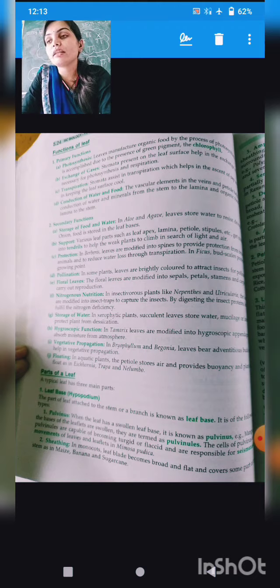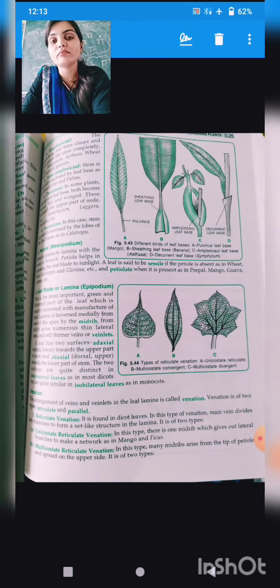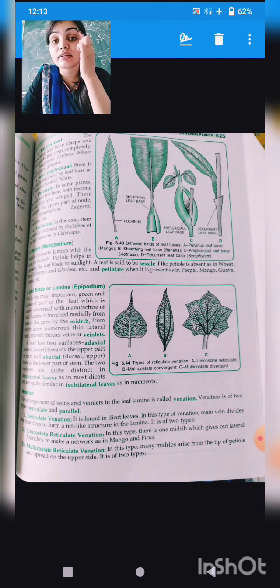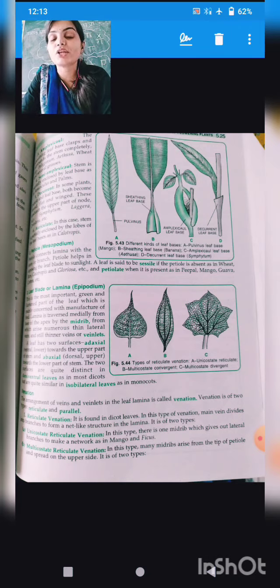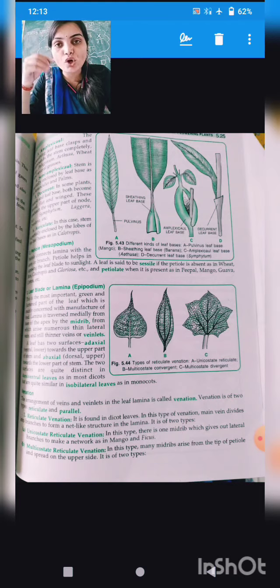Parts of leaf. When we talk about the leaf, leaves have a leaf base, as you can see in the diagram. And one more very important thing in leaves is the venation. Now what is venation, students? Venation is the arrangement of veins. You have seen the lines on a leaf. What are these lines called? These lines are called veins. So the arrangement of veins on leaves is known as venation.